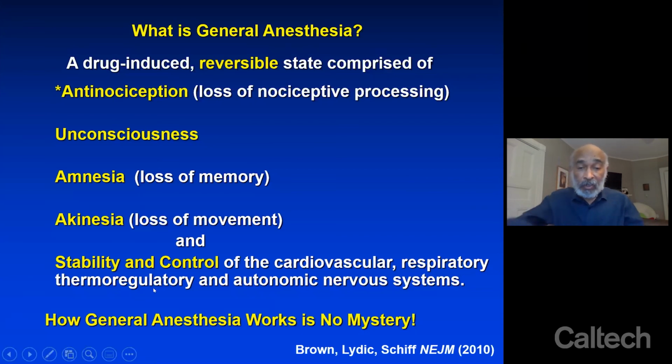And it's often said that it's not clear how anesthesia works. If I leave you with no other idea today, I want you to at least appreciate that nothing could be further from the truth.